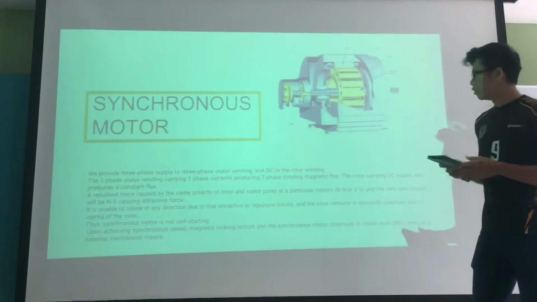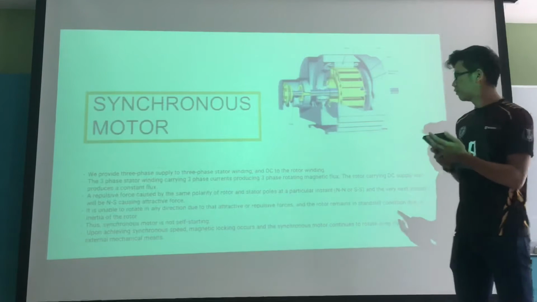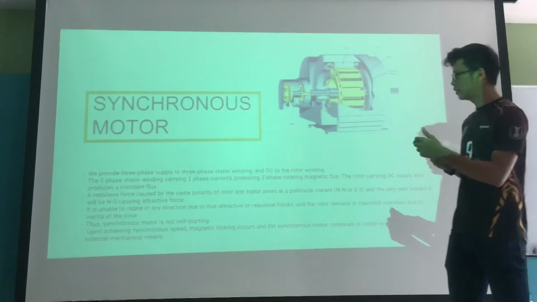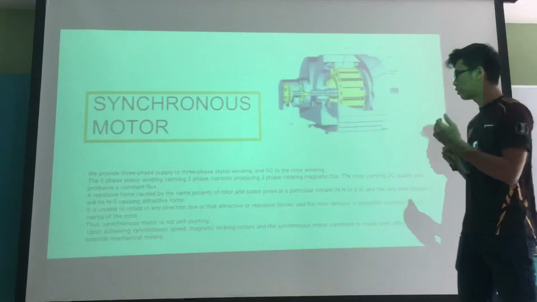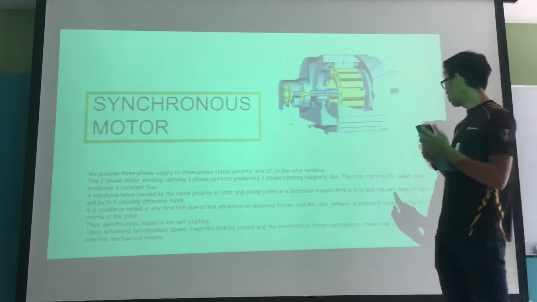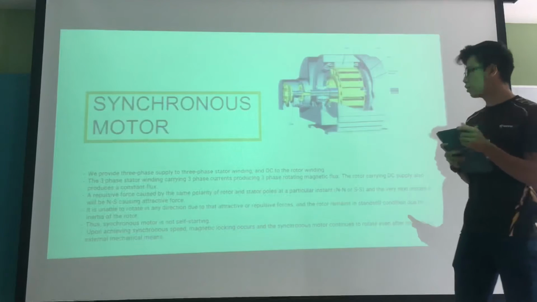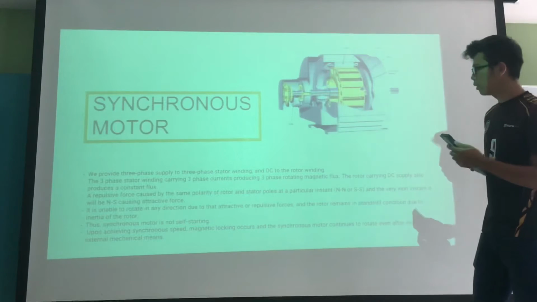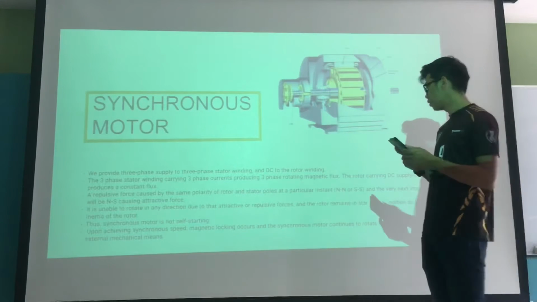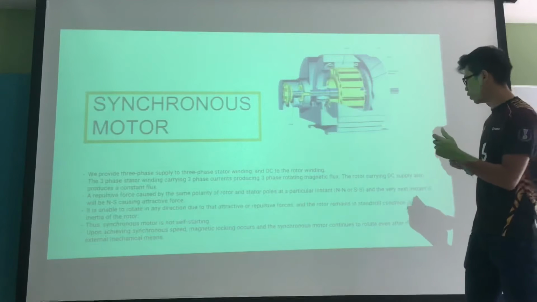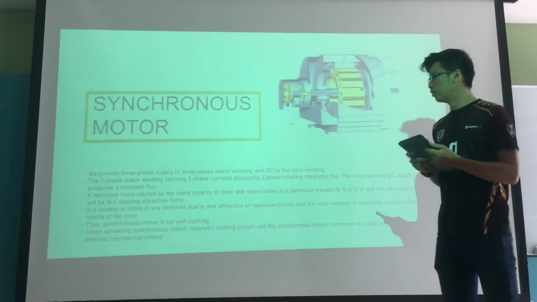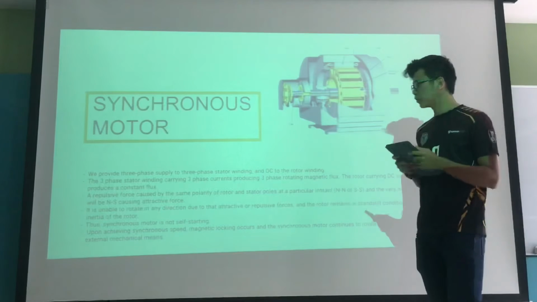Synchronous motor. We provide three-phase supply to the three-phase stator winding and a direct current to the rotor winding. The three-phase stator winding carrying three-phase current produces a three-phase rotating magnetic flux. The rotor carrying DC supply also produces a constant flux. A repulsive force is caused by the same polarity of the rotor and stator poles at a particular instant, which is north to north or south to south, and the very next instant it will be north-south, causing an attractive force.